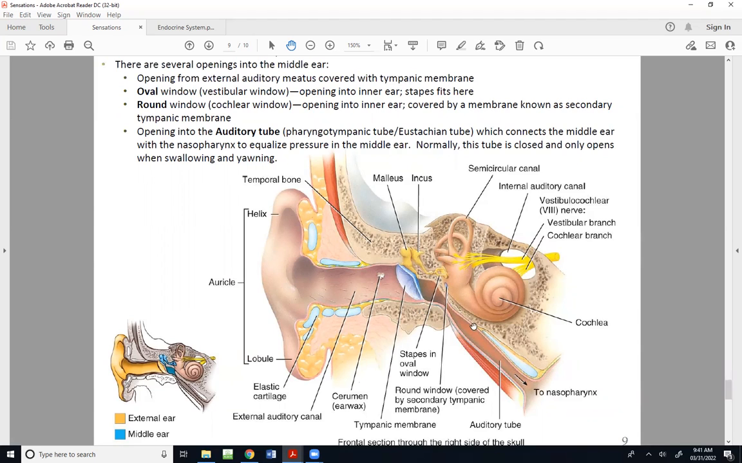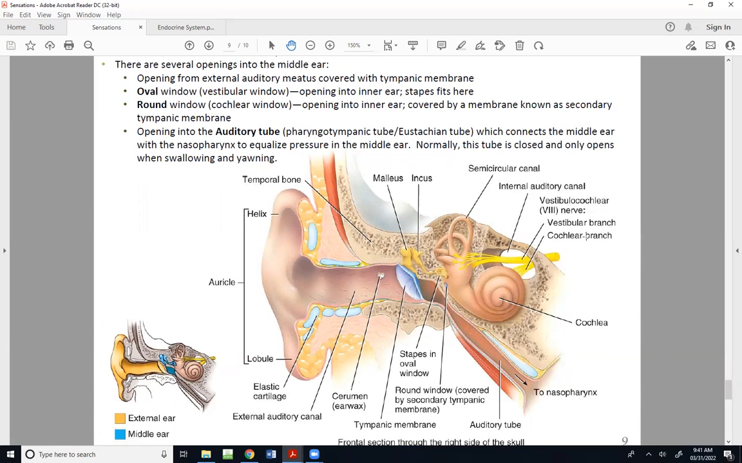Okay. And then there's this tube here, which is called the auditory tube, also goes by pharyngotympanic tube or eustachian tube. It connects the middle ear with the nasopharynx to equalize pressure in your middle ear. Normally this tube is closed and only opens when you swallow and when you yawn. And this explains why, if you plug your nose and you blow, what happens to your ears? They pop. Okay, that pressure builds up, pushing out on the eardrum.